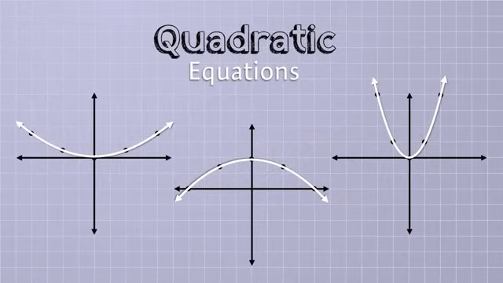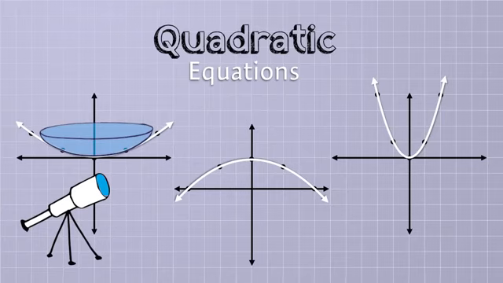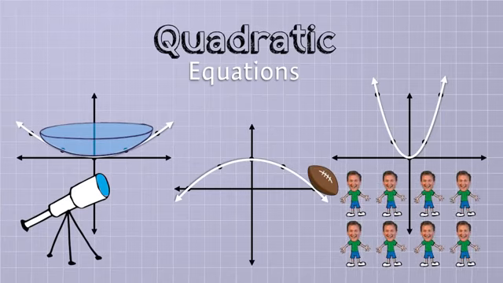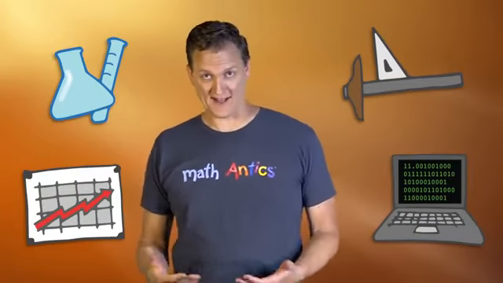Another class of algebraic equations, called quadratic equations, can be used to design telescope lenses, or describe how a ball flies through the air, or predict the growth of a population. So algebra is used all the time in fields like science, engineering, economics, and computer programming. And even though you might not need algebra to get by in your day-to-day life.